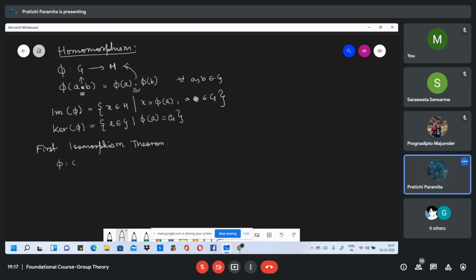So if phi from G to H is a homomorphism, then kernel of phi is a normal subgroup of G. Kernel of phi is a subgroup of G, so it's a normal subgroup of G, and G mod kernel phi is isomorphic to the image of phi.